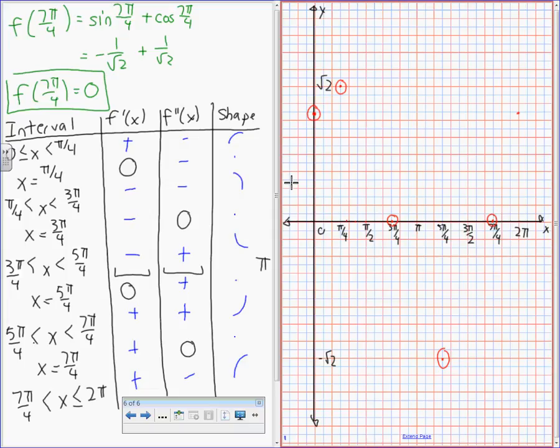Okay, so connect the dots then. The first one's going to look like this. Then from here to here, it's going to be downward like this. From here to here, it's going to be upward like this. Again, you can draw your arrows on there if you want to. So that's what sine of x plus cos of x looks like.